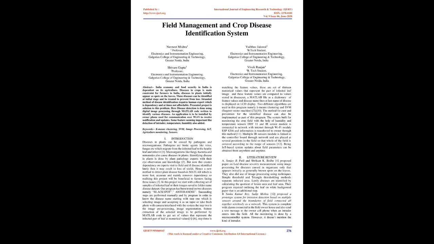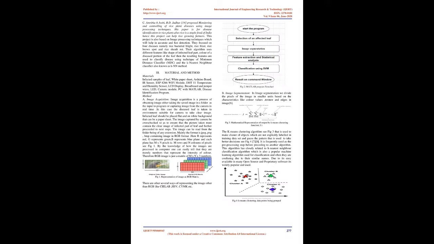The system is built for monitoring the crop field with the help of humidity and temperature sensor DHT11 and an IR sensor module, connected to the Internet through a Wi-Fi module ESP8266, and information is transferred to the owner through this method. Multiple IR sensor modules are linked to the controller board through a network and are placed at several positions in the field so that the whole field is covered according to the range of the sensors. Being an IoT-based system, updates about field parameters can be obtained from anywhere and anytime.